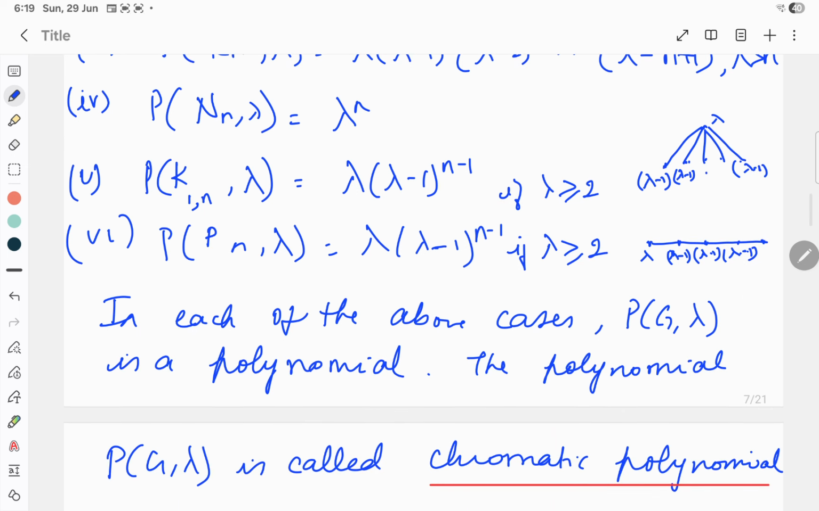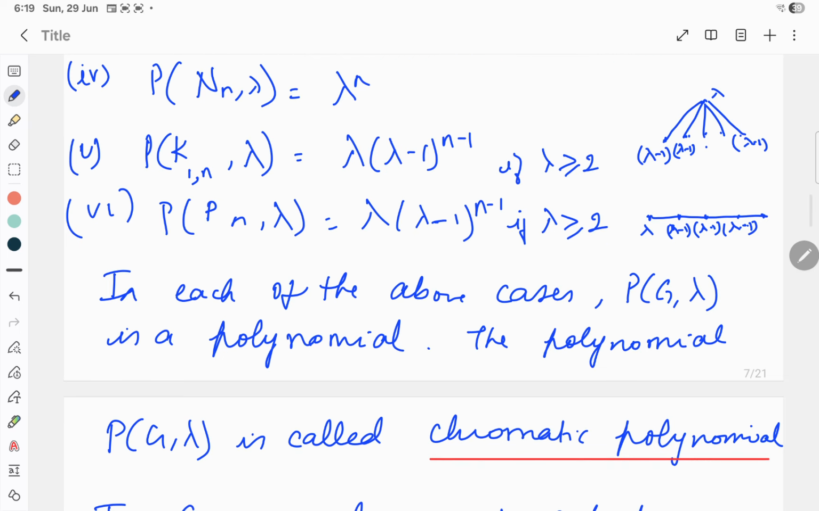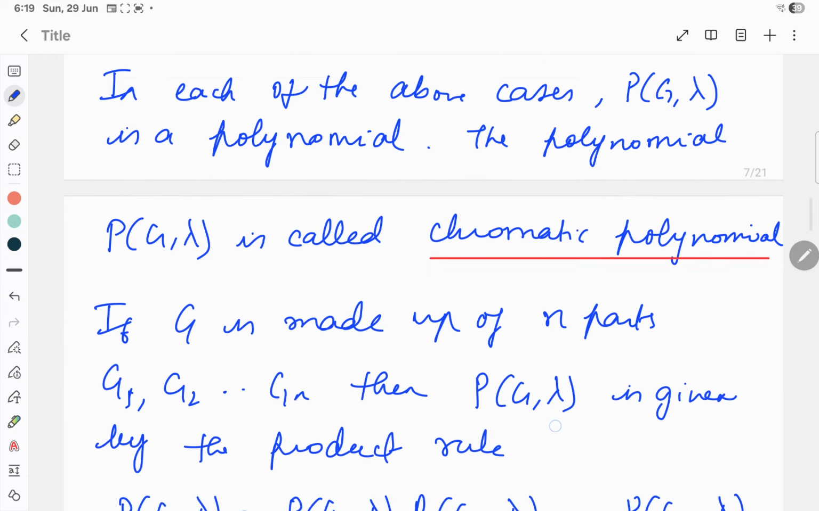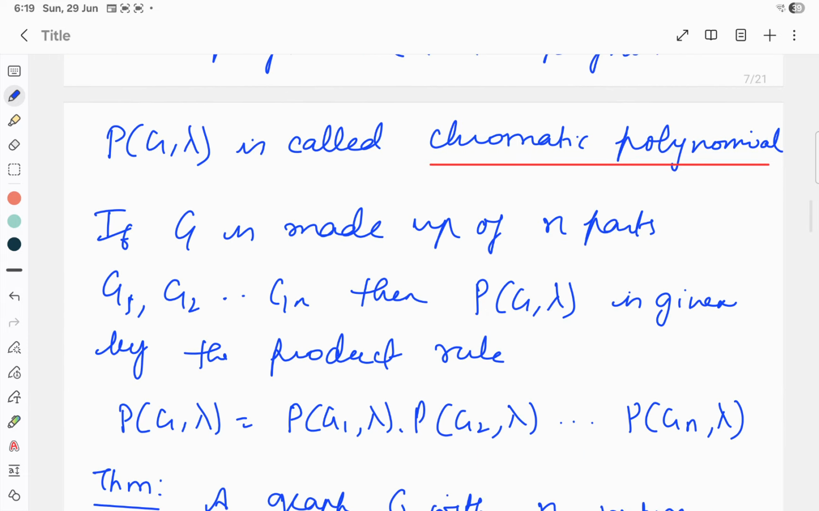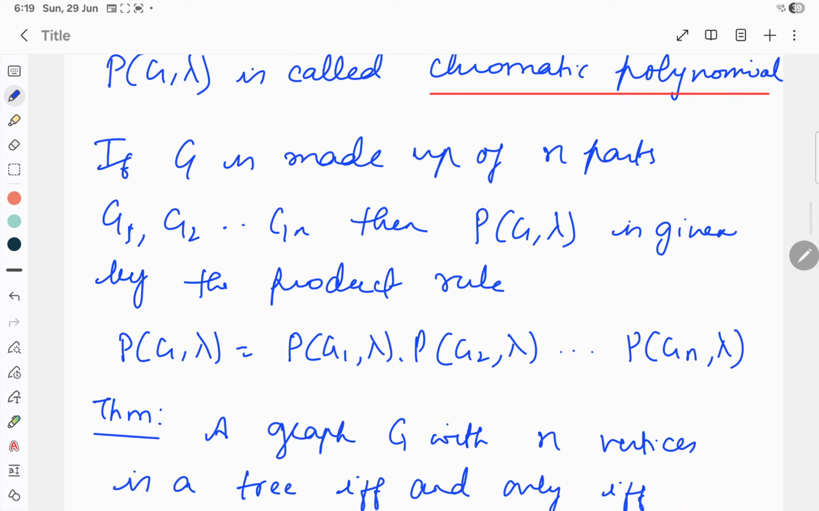So in each of these cases, if you observe, P of G comma lambda is a polynomial in lambda. So this P of G comma lambda is called the chromatic polynomial. If G is made up of n parts, say G1, G2, etc., Gn, then the chromatic polynomial P of G comma lambda is given by the product rule. So P of G comma lambda is P of G1 comma lambda into P of G2 comma lambda into P of Gn comma lambda and so on.